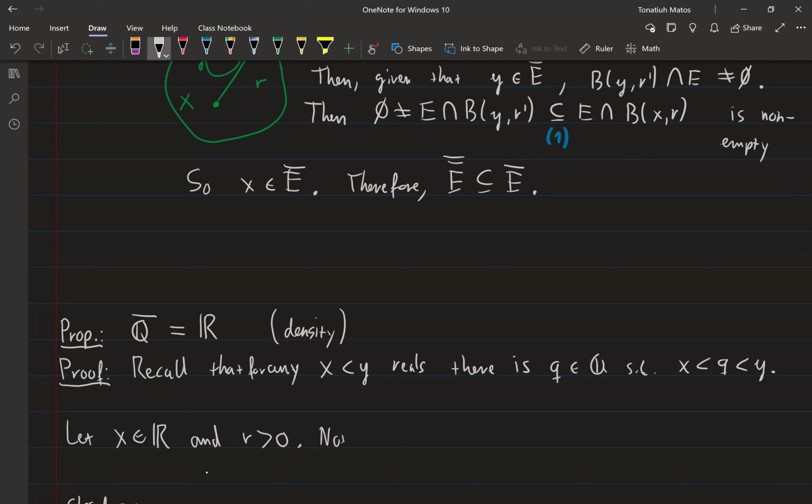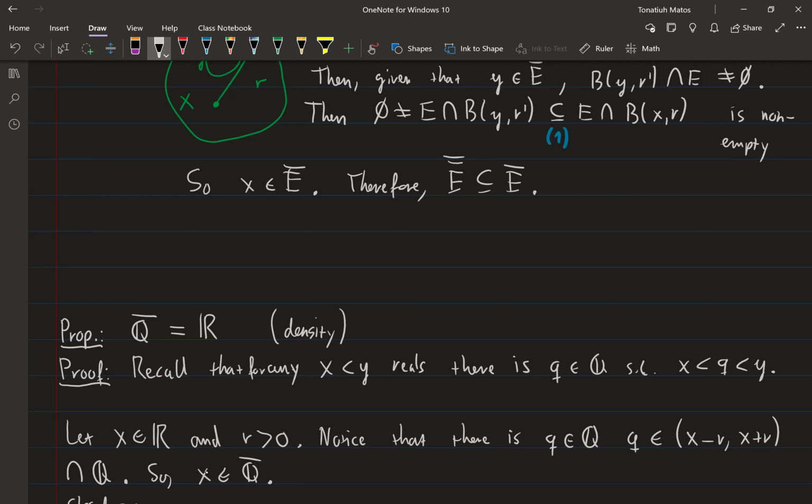And now notice that by this property, there is some rational q that is inside the interval x minus r, x plus r, right? That's an interval, those are two real numbers. So in between, there must be a rational q. But then we're done, right? Because this q is not only in this interval, it is in the rationals. And that means that x is a point of closure of the rationals, and we're done, right?